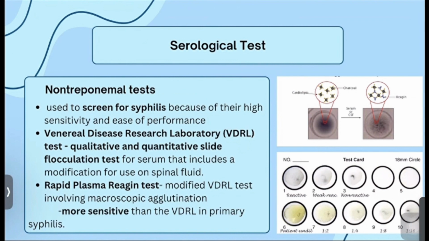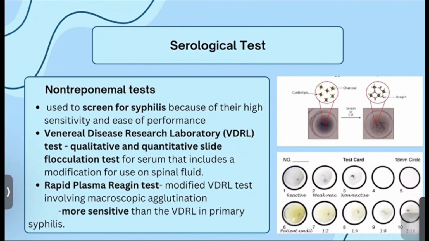The VDRL test is both a qualitative and quantitative slide flocculation test for the serum that includes a modification for use on the spinal fluid. The serum specimens to be tested are heated at 56 degrees Celsius for 30 minutes to inactivate the complement, and the test must be performed at room temperature within the range of 23 to 29 degrees Celsius because the temperature may affect the results.